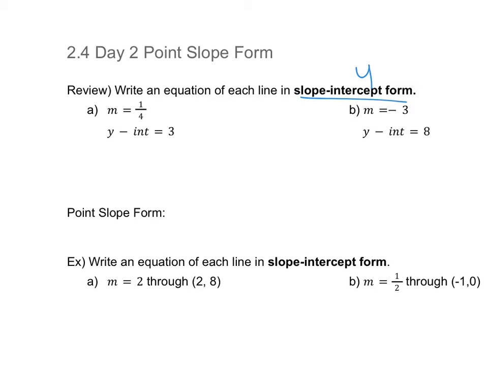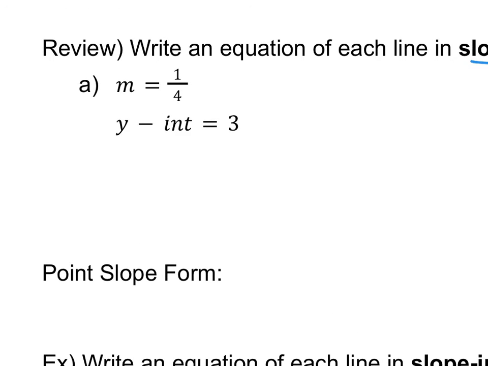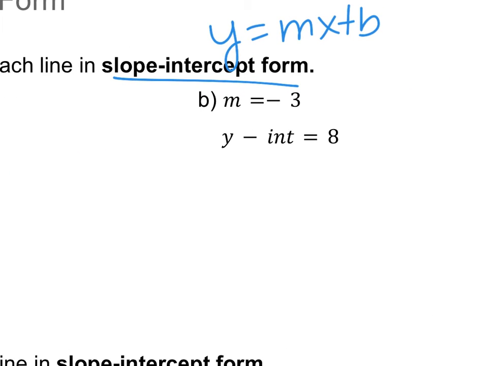Okay, so remember slope-intercept form is y equals mx plus b. All right, so on letter A, you have a slope of 1/4 and a y-intercept of 3. So you do y equals your slope, so 1/4, put the x there because it goes with your slope. And then that's a positive 3 as the y-intercept, so you just put plus 3. Easy enough, right? The next one would be y equals negative 3x plus 8 because it's a positive 8.